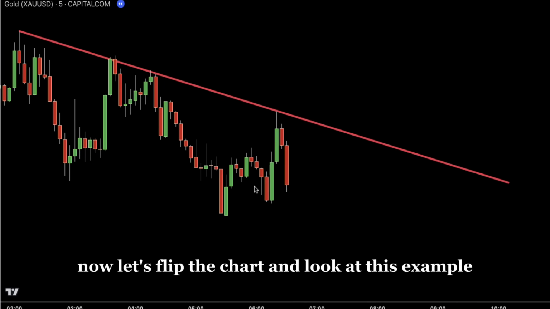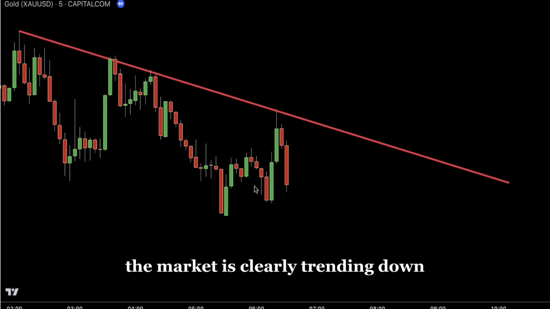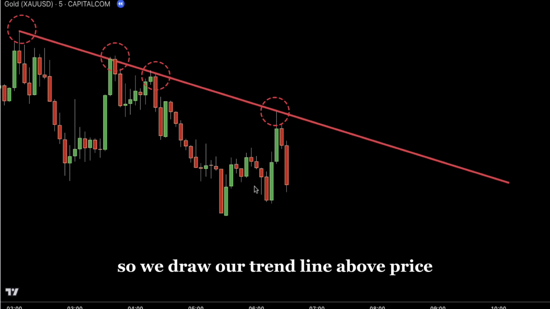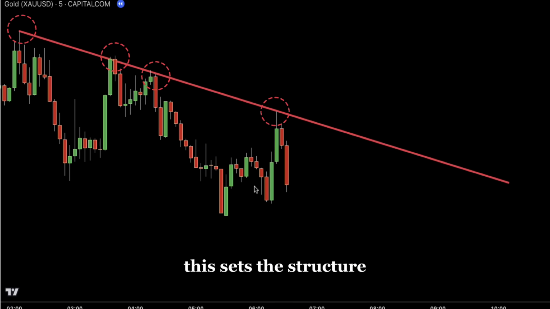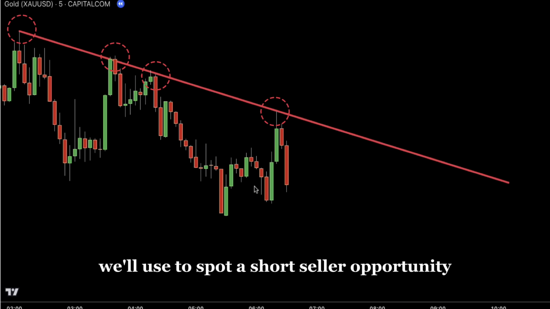Now let's flip the chart and look at this example. The market is clearly trending down, forming lower highs and lower lows. So we draw our trend line above price, connecting the swing highs. This sets the structure we'll use to spot a short seller opportunity.